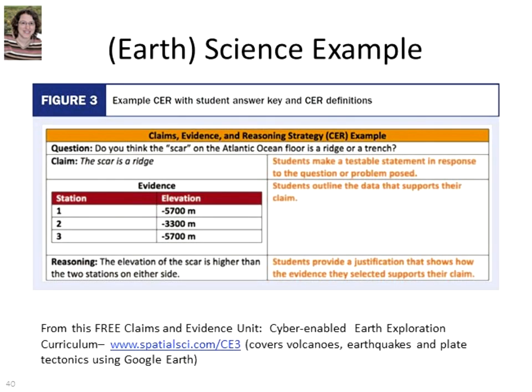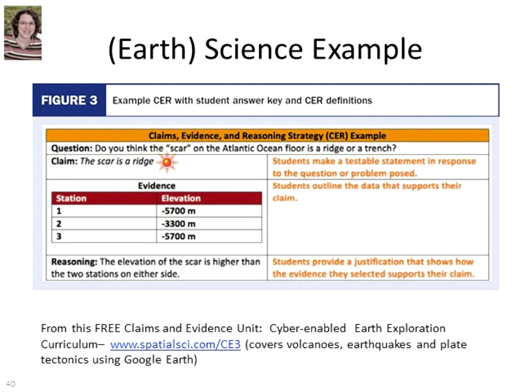Let's look at an earth science example of what it might look like to have students do a claim, evidence, and reasoning writing assignment. And this is a very, very simple one. It's from a great evidence-based unit for earth science. You can find it here. It's free. It's great. It uses Google Earth. And in this case, the question is, do you think the scar, or the thing that they're seeing at the bottom of the Atlantic Ocean floor, is a ridge or a trench?